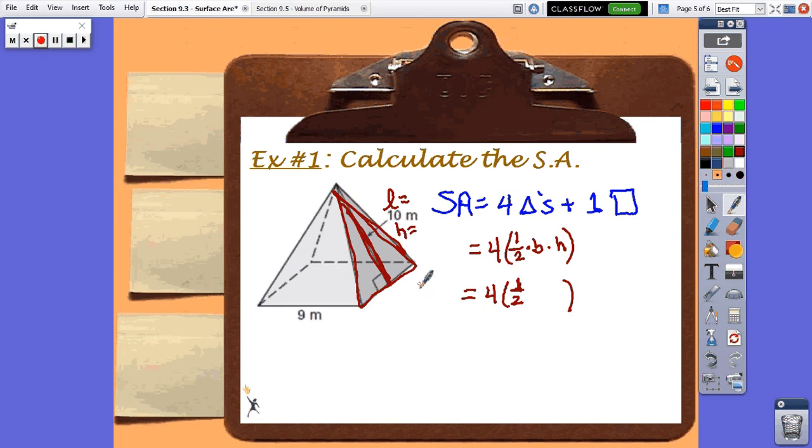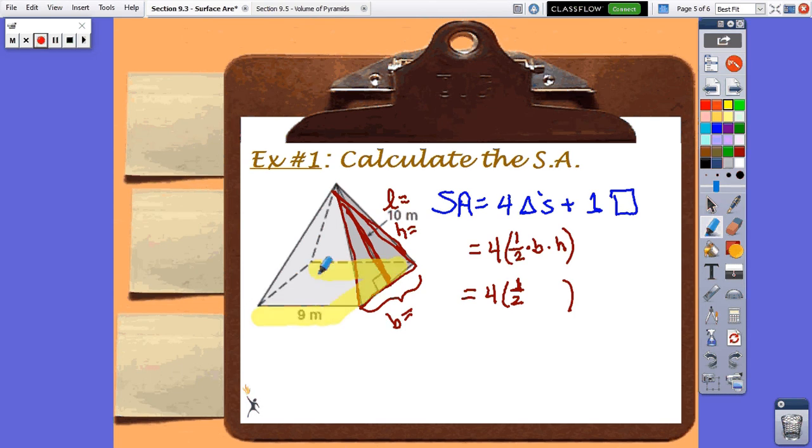The base has to be perpendicular to the height. So the height and the base have to make a 90-degree angle, and there's our 90-degree angle. So this piece down here would be the base. But how long is that piece? Well, it's going to have to be 9. And why does it have to be 9?